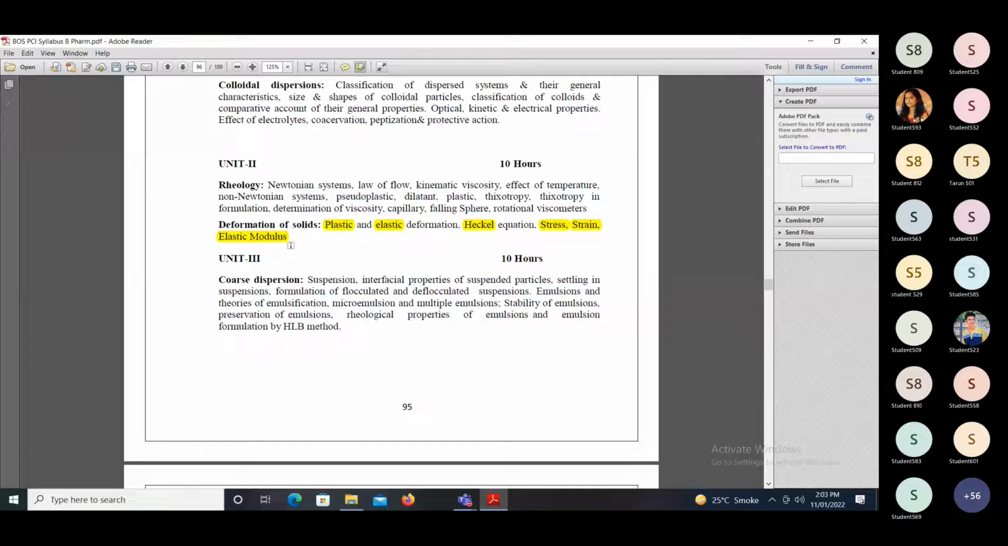Then the next unit, the third unit, is coarse dispersion. In coarse dispersion, particularly, we are going to study suspensions.